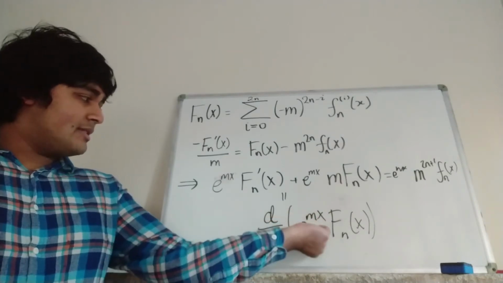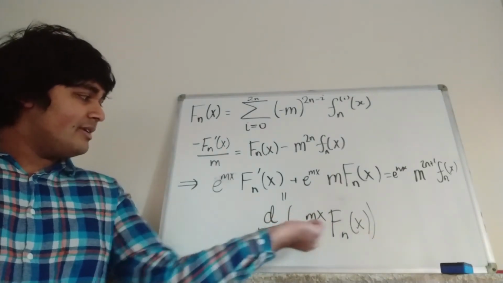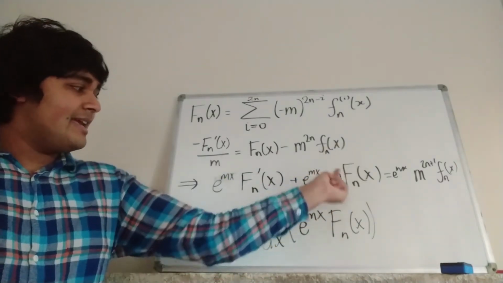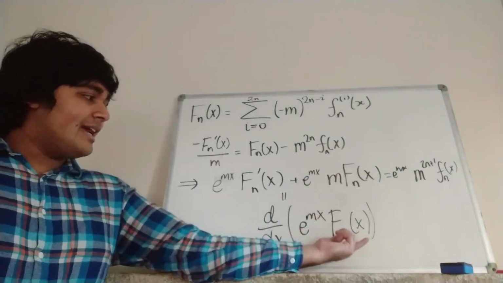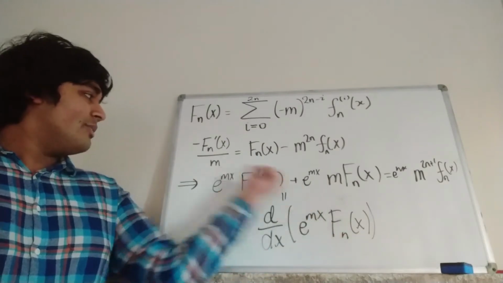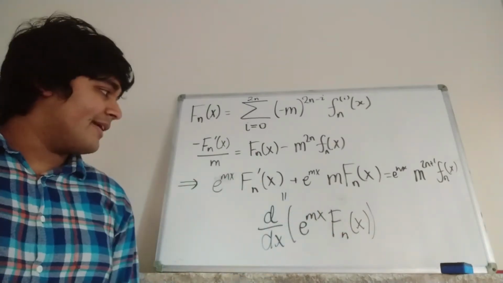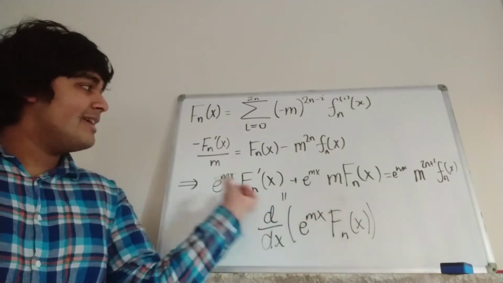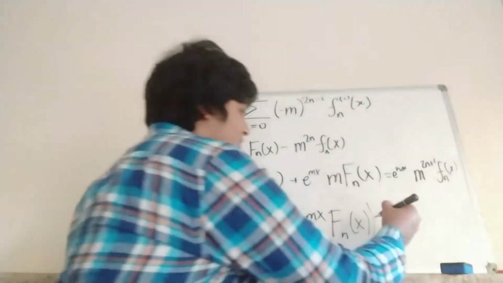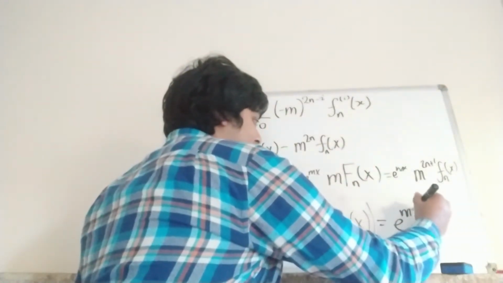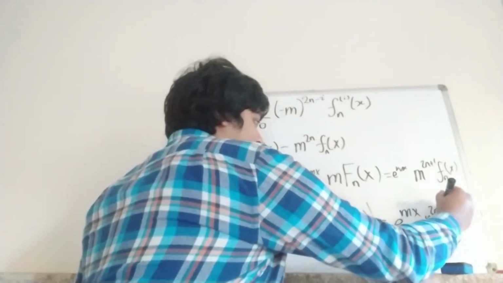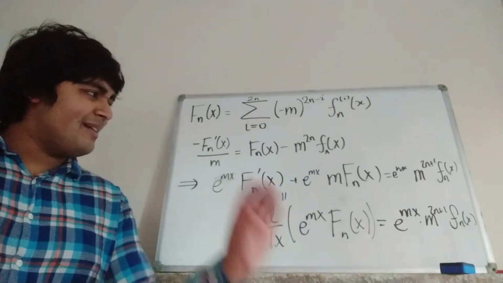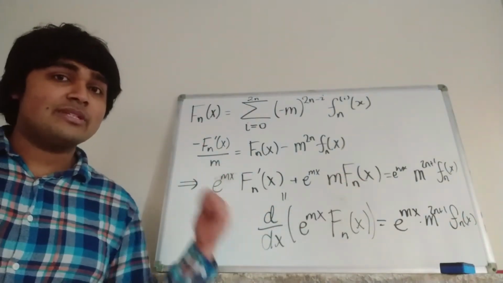The derivative, if we differentiate this term and leave this term alone, we get m e to the mx Fn of x, which is this guy here. Then when we leave this term alone and just differentiate this guy, we get e to the mx times Fn prime of x. So d/dx equals, d/dx of this term here gives you this guy here, which of course is just that right hand side, e to the mx times m to the 2n plus 1 times little fn of x. Okay, so we have this sort of identity here, which we're going to use in just a second.